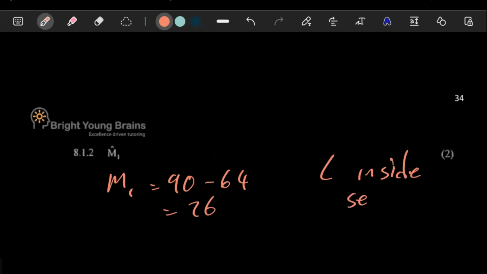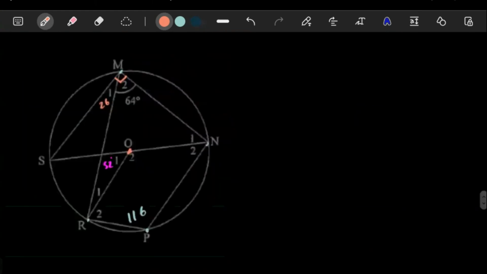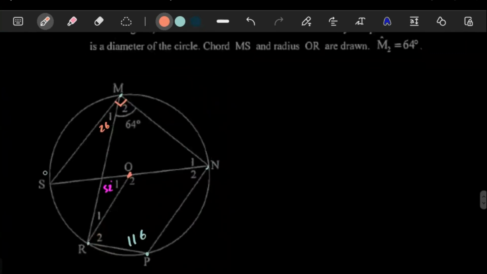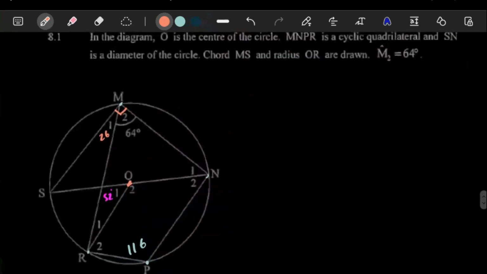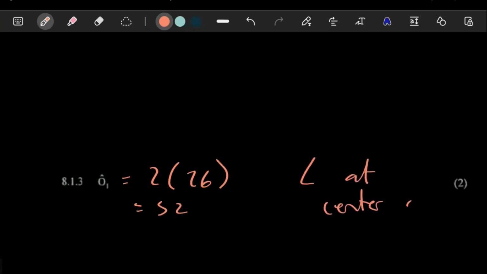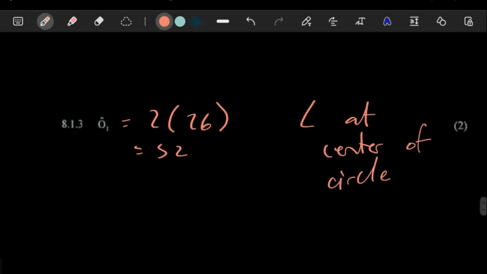1.1.2, we want M1 now, which is, again, very simple. We're going to say M1 is equal to 90 degrees minus 64, which is equal to 26. The reason is angle inside a semicircle, because this is an angle inside half a circle. The next one, O1. Wow, look at that, all the angles we actually got. O1 is double 26, which is equal to 52. The reason is angle at center of circle. So this portion is very simple, 3 marks.